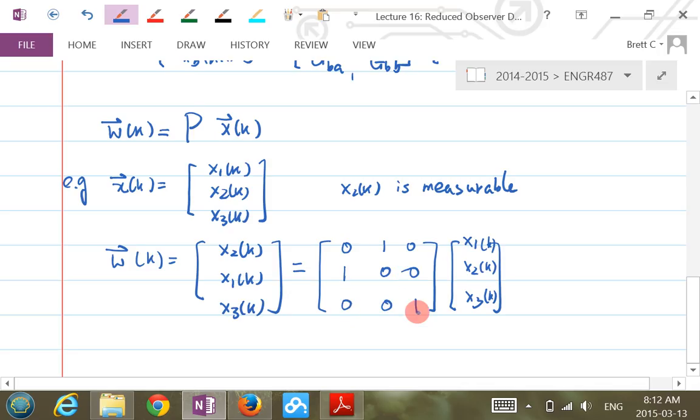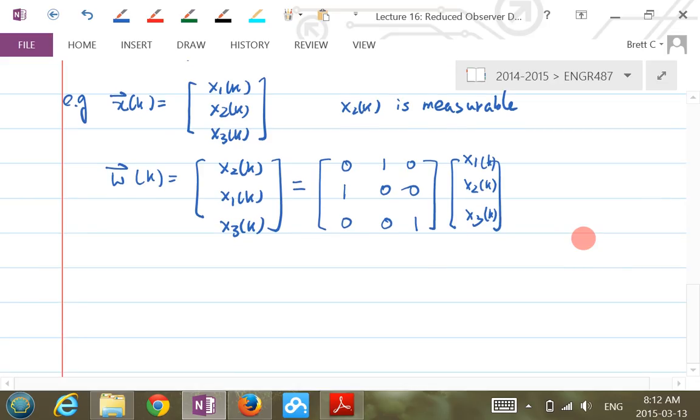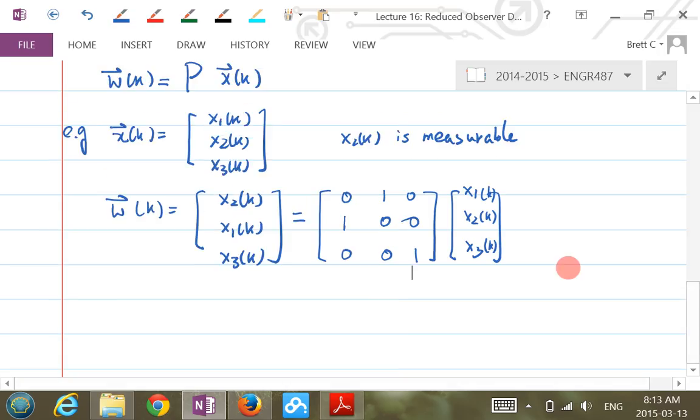For people who learned robotics, you look at this matrix here. What's this matrix? Scary matrix, rotation matrix, right? Because if you look at the matrix here, each column has unit length, and when you do a dot product of different columns, you get all zero. So this is a rotation matrix. So your new state variable is related to the old one by this capital P.